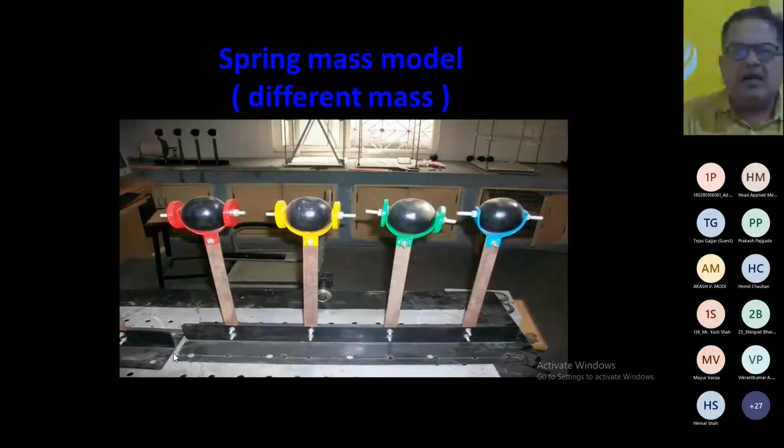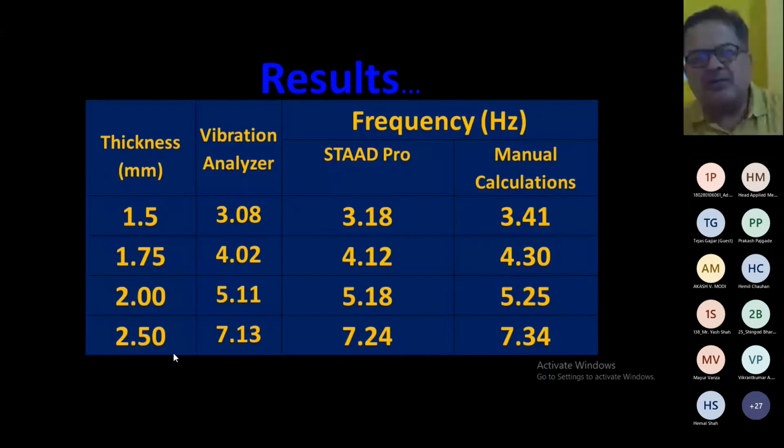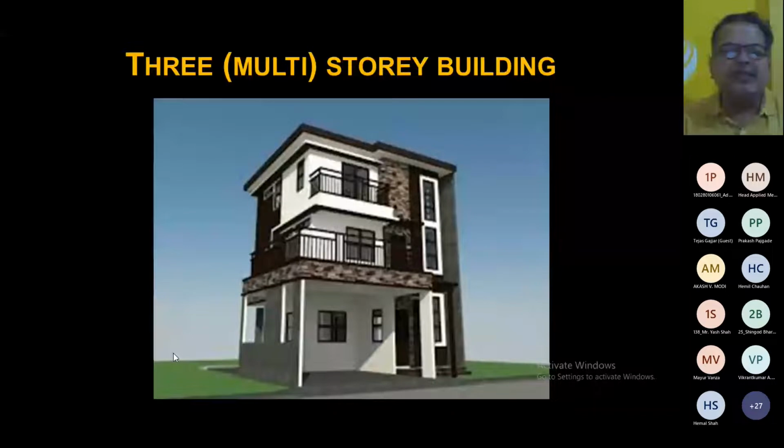So this is a spring mass system with a different mass. This is with variable thickness, and you see we are comparing the manual calculation with the StatPro results and the vibration analyzer results, right? So we are comparing actually the theoretical values with the software values with the experimental values. And if you are very close to fabricating the model which actually exists in theory, then results will be very close, right?